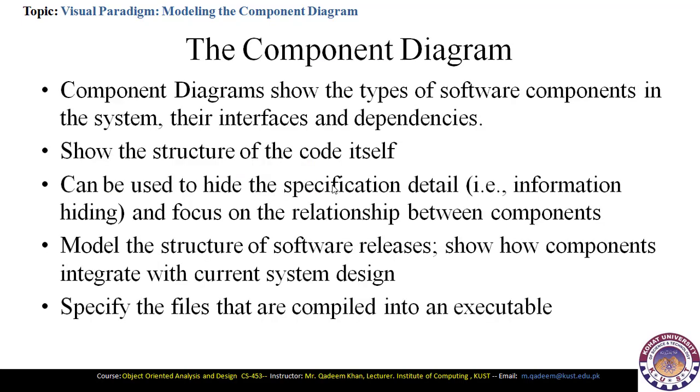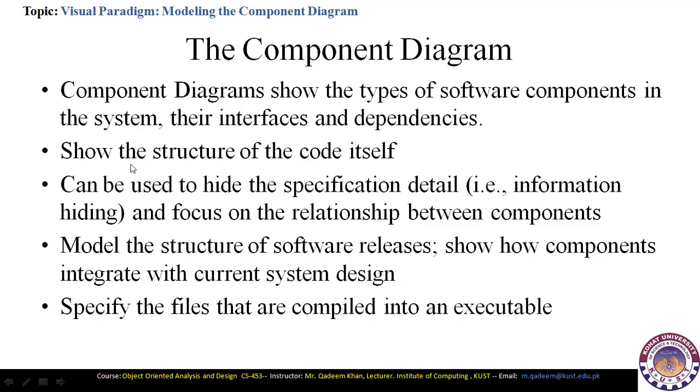Now, what is the component diagram? Component diagram shows the type of software components in the system, their interfaces and dependencies. So it means that in the component diagram we have different components of the product and also we have their interfaces among different components. Also we represent dependencies in the component diagram, that one component is depending on another. That means that if one component is removed, the other component will also be affected. And interfaces show the communication between different components through certain ports.